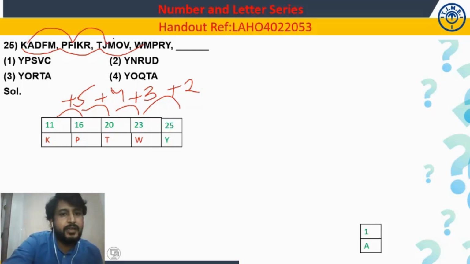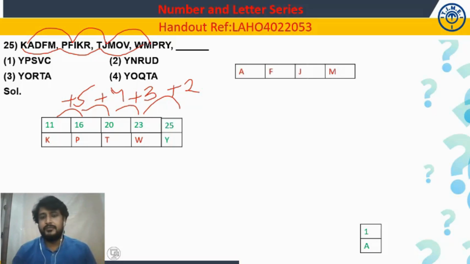A, F, J, M. Write the place values. A's place value 1. F's place value 6. J's place value 10. M's place value 13. 1, 6, 10, 13. Identify the logic.